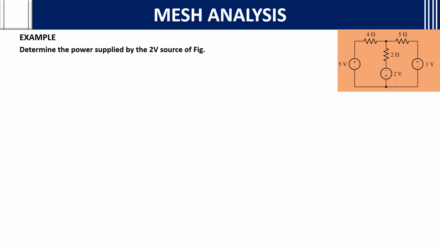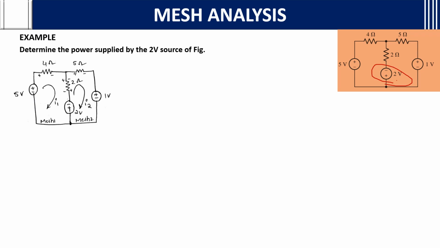Determine the power supplied by the 2 volt source. This 2 volt source, how much power it is supplying, we need to find. We'll see how. Initially, consider the circuit in the same way, and consider this as mesh 1, mesh 2, as it is. We are doing mesh analysis, and consider the currents I1 and I2 in the clockwise direction, so that it will be easy for you.